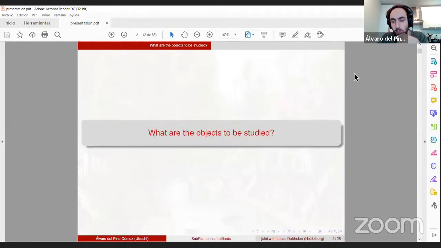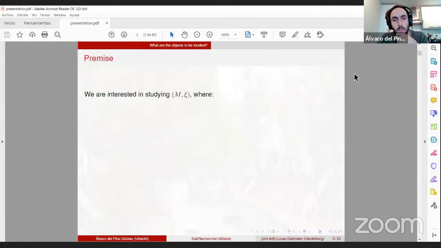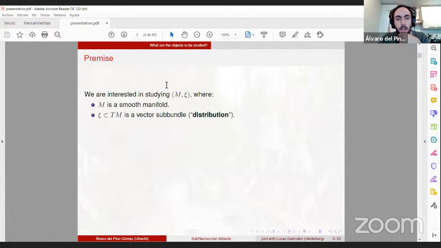Okay, so what do we want to study? They are pairs consisting of a smooth manifold and a distribution. A distribution is nothing but a vector subbundle of the tangent bundle. This means that at every point in my manifold, I'm choosing some sort of subset of directions that I like.